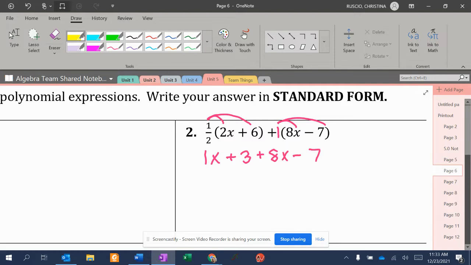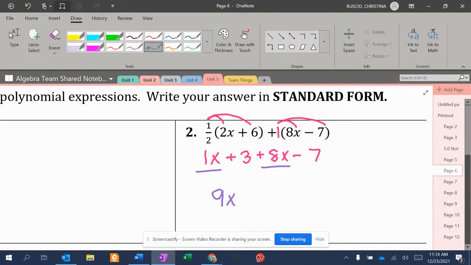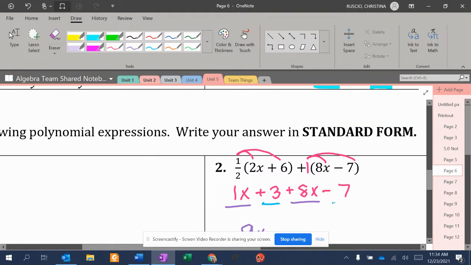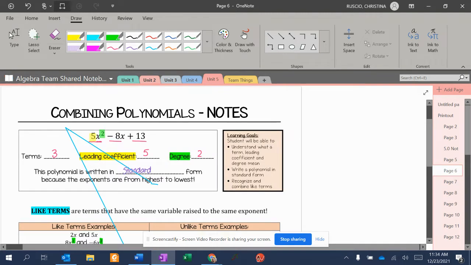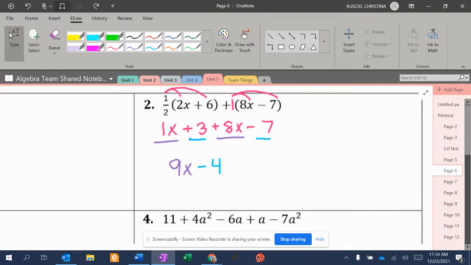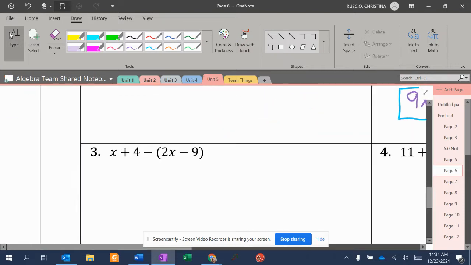So let's group together some like terms here. My 1x and 8x, so 1x plus 8x is 9x. 1 plus 8 is 9. And 3 minus 7 is negative 4. Okay, so my final answer is 9x minus 4. Notice how we can't group either of those together because they're not like terms. So we have 2 terms in our answer.